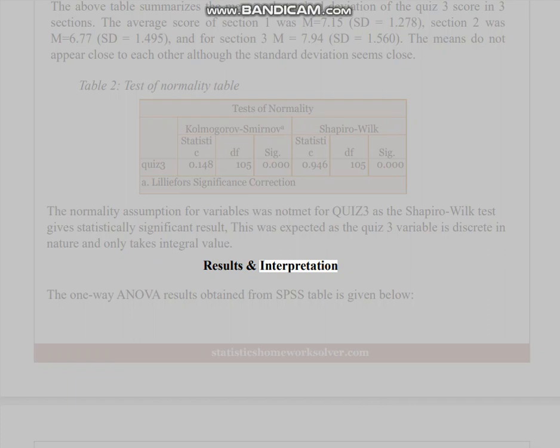Results and interpretation. The one-way ANOVA results obtained from the SPSS table are given below.